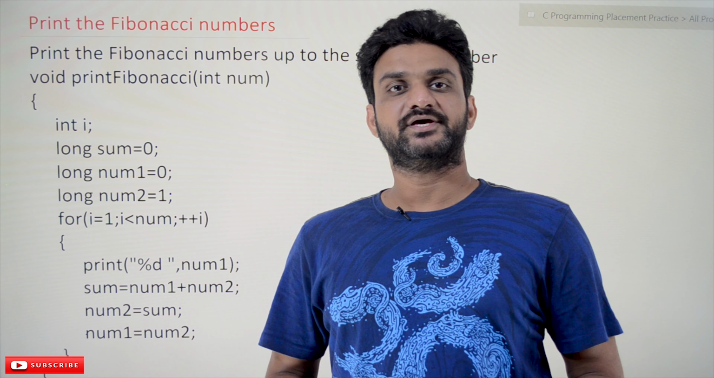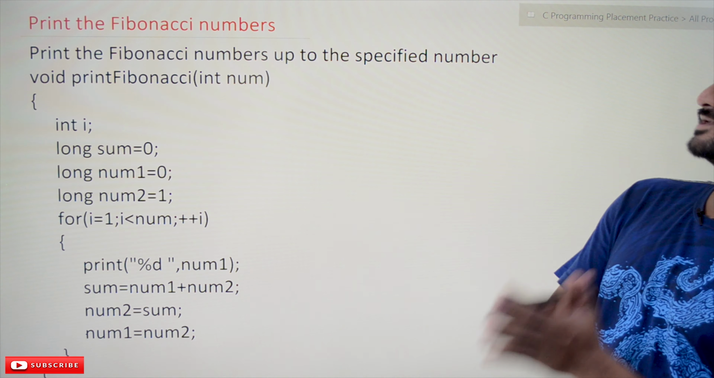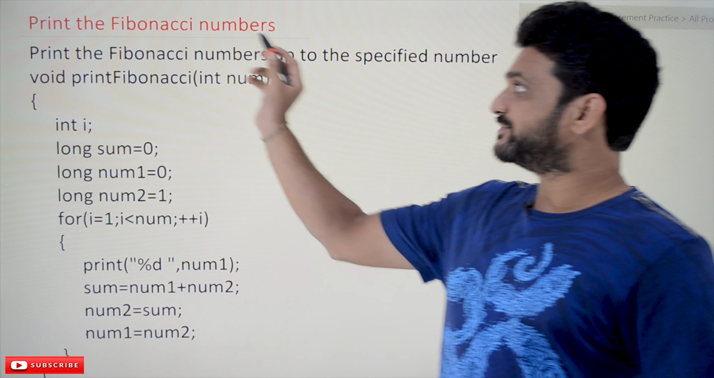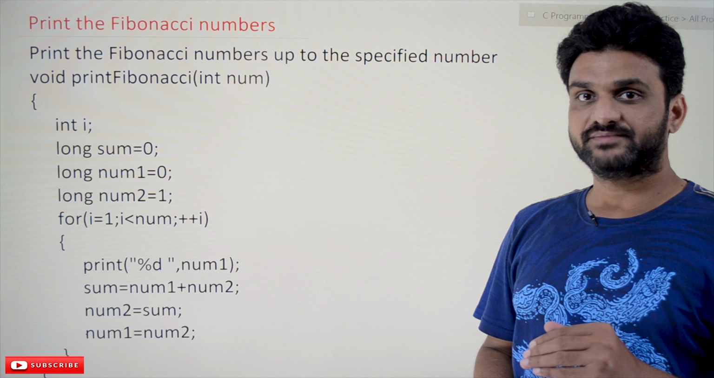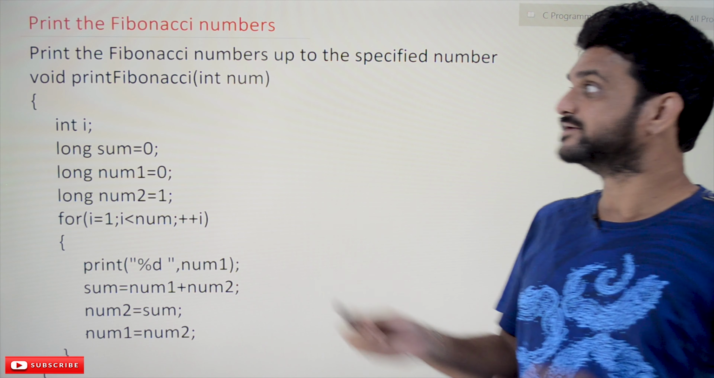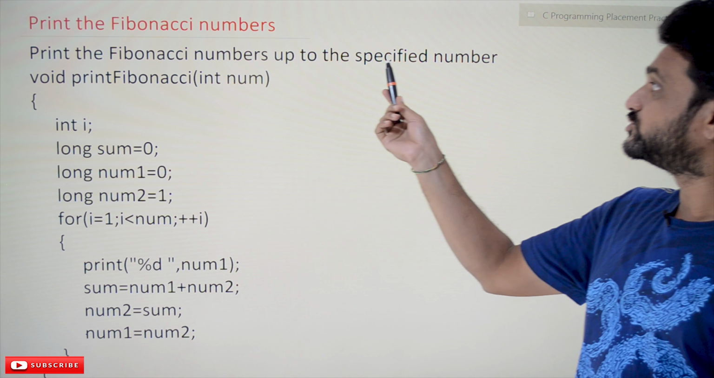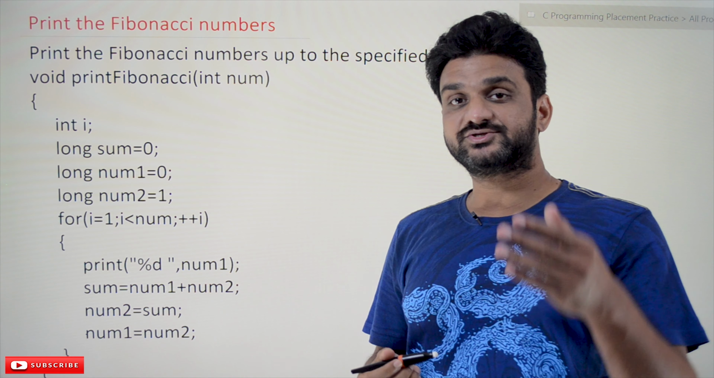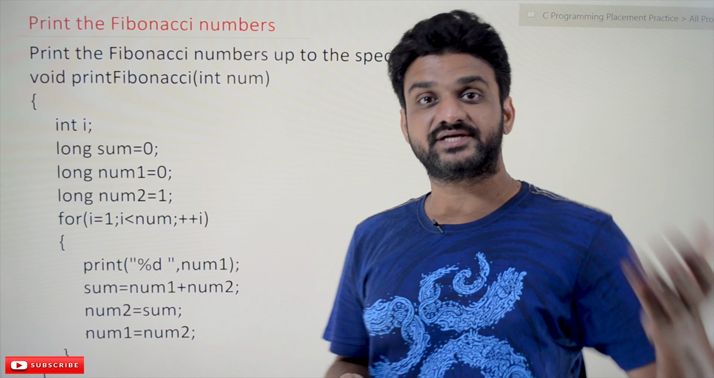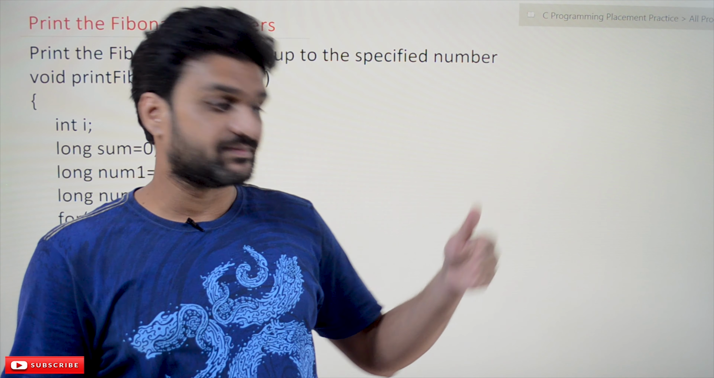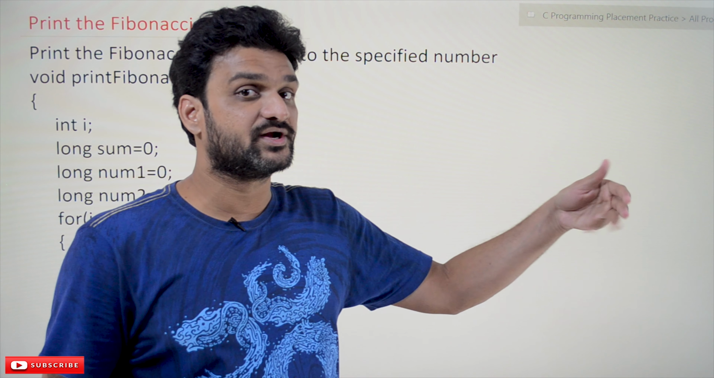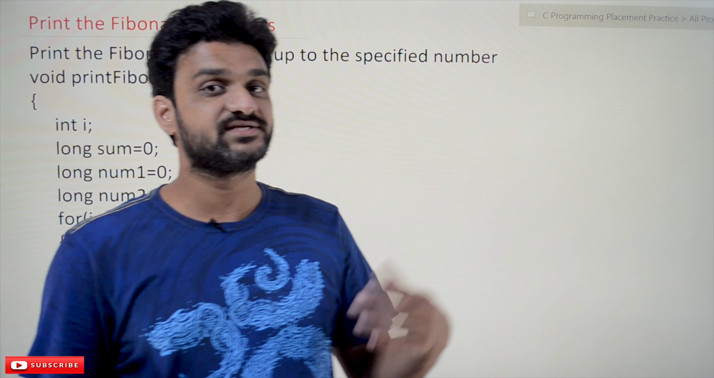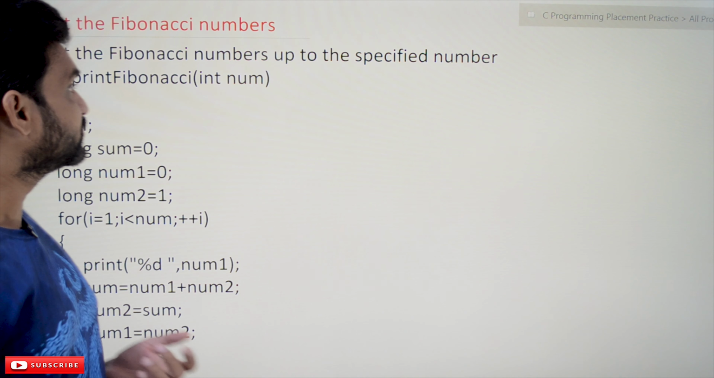I am Vikram. In this class, we'll try to solve one more placement practice question, and the question is print the Fibonacci numbers. Print the Fibonacci numbers up to a specific number. So they are going to specify a specific number, and based upon that number, those many numbers in the Fibonacci series have to be printed. That is the question asked, and how are we going to solve that?